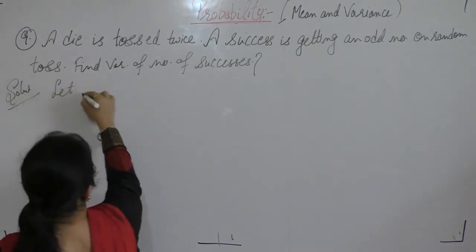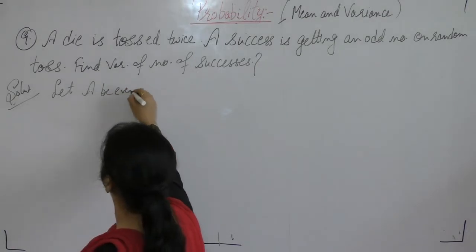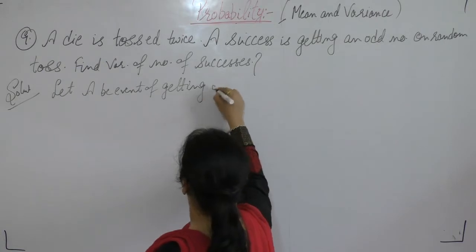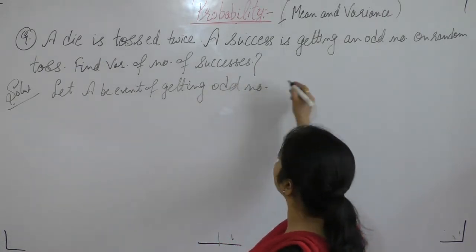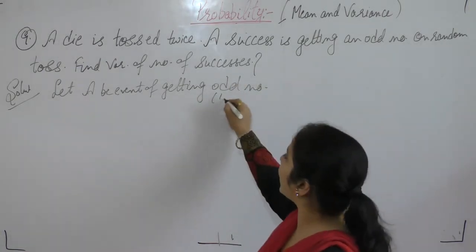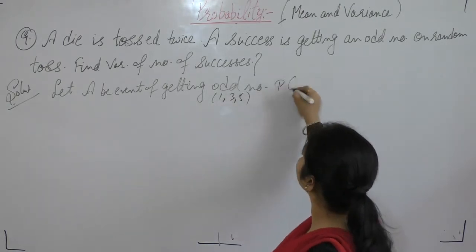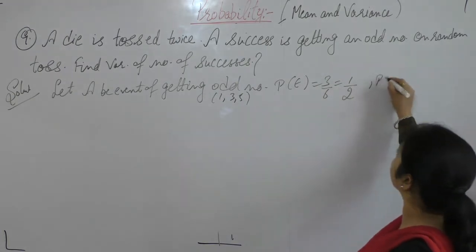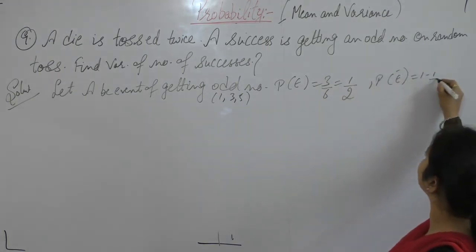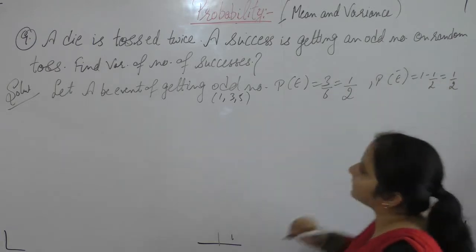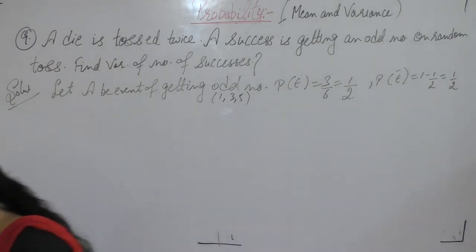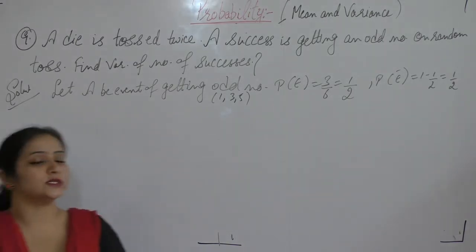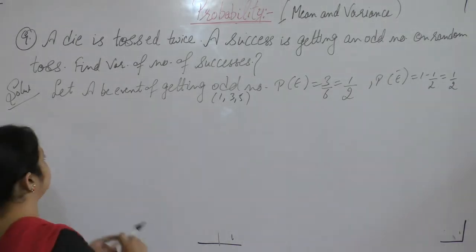Let E be the event of getting an odd number. When we throw a die, the odd numbers are 1, 3 and 5. So the probability of E is 3 by 6, that is 1 by 2. Probability of E dash is 1 minus 1 by 2, which is 1 by 2. Now a die is tossed twice, so X will take values 0, 1 and 2.